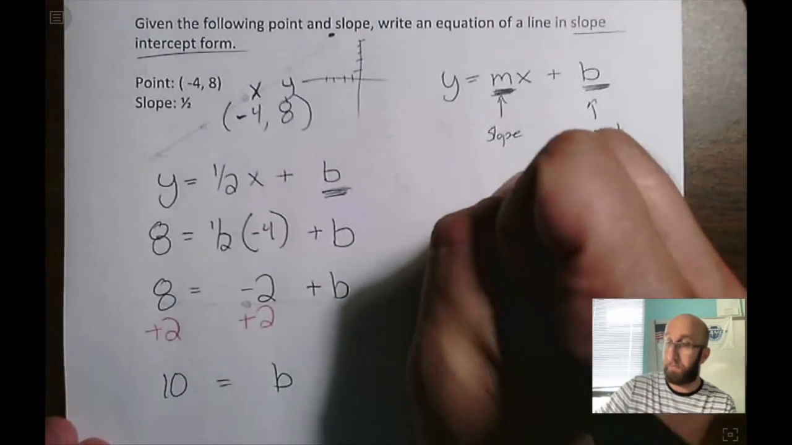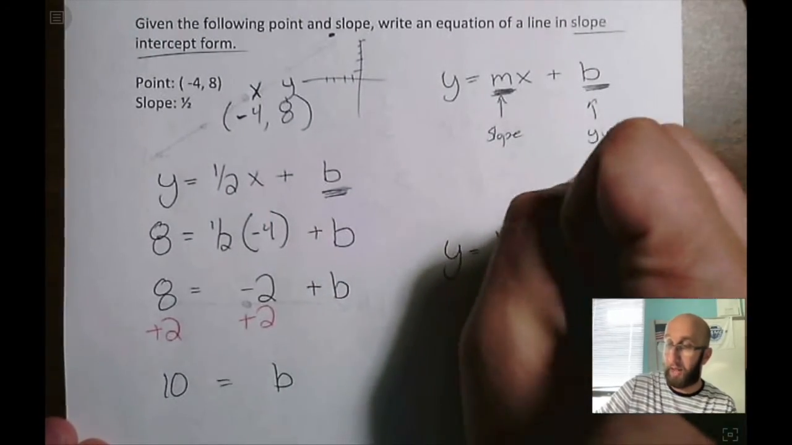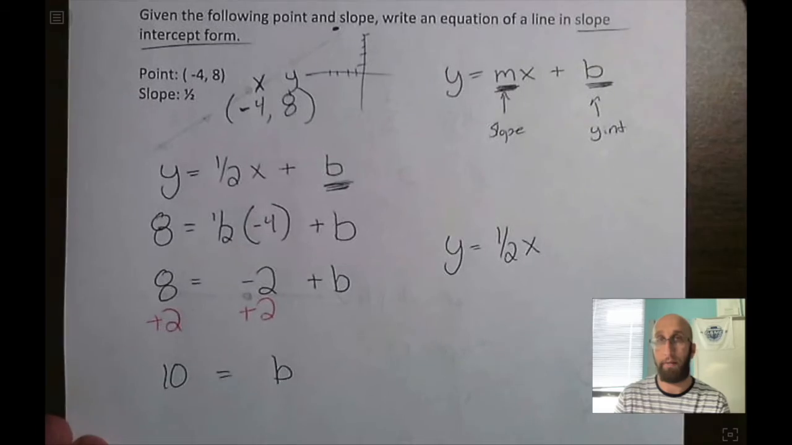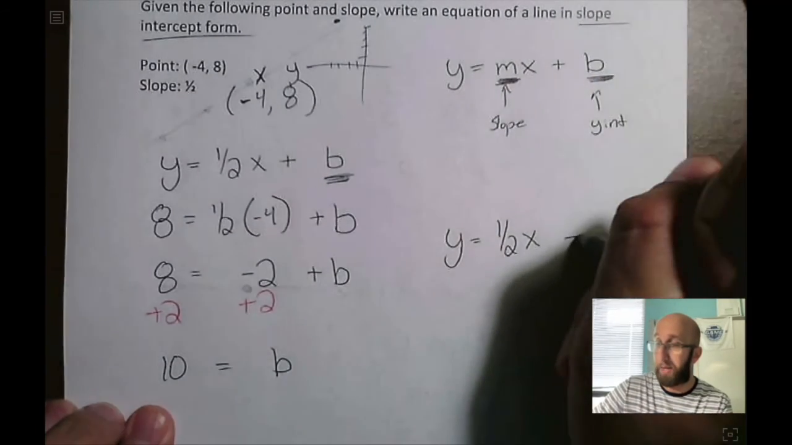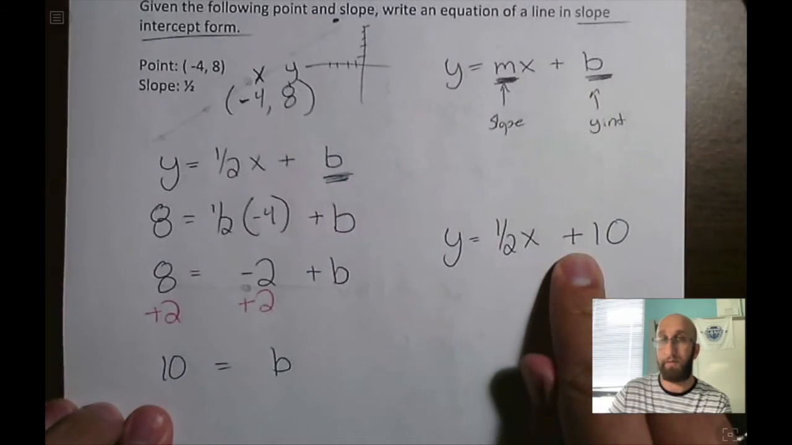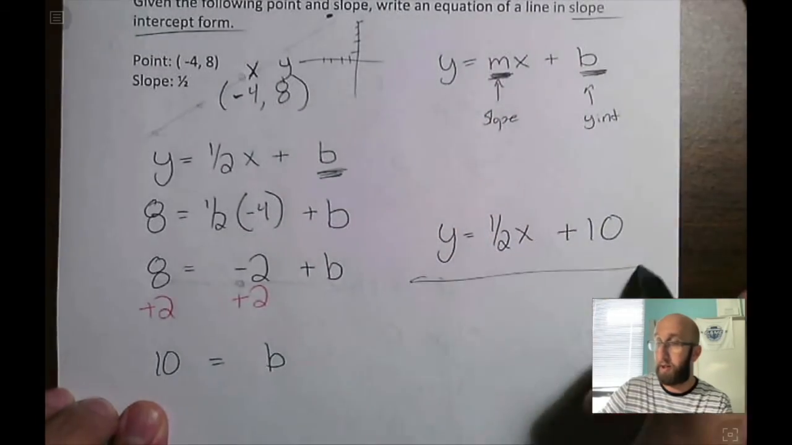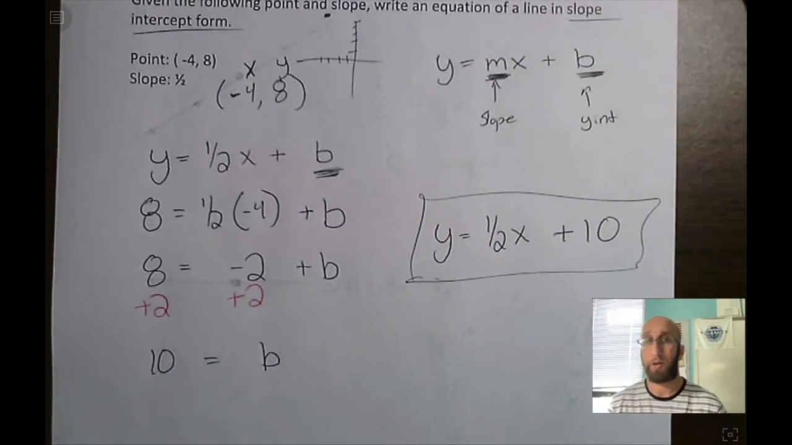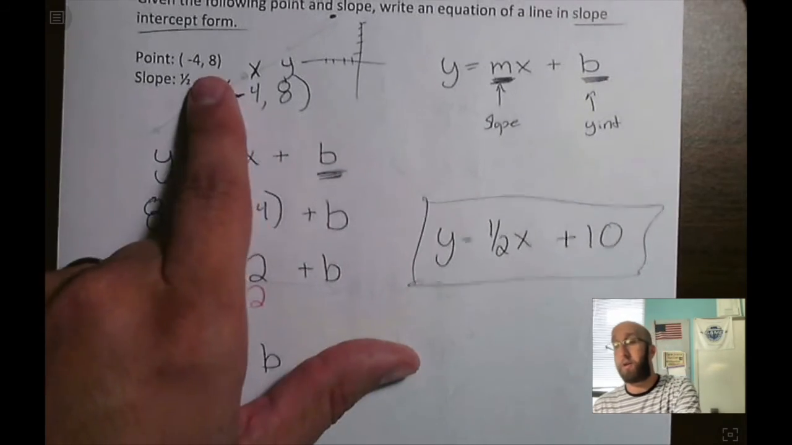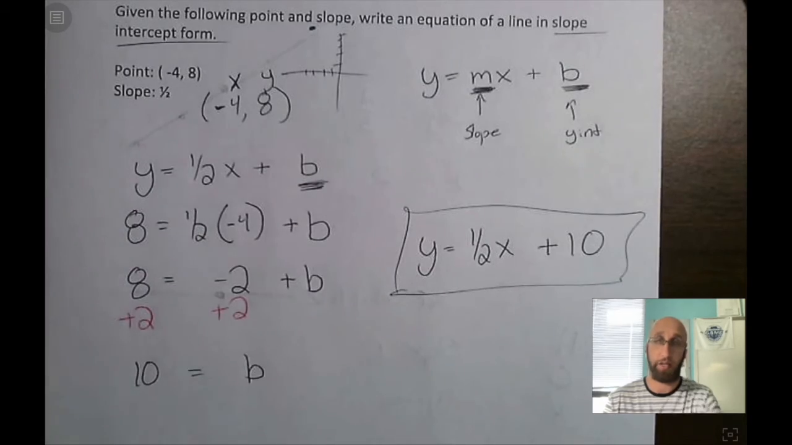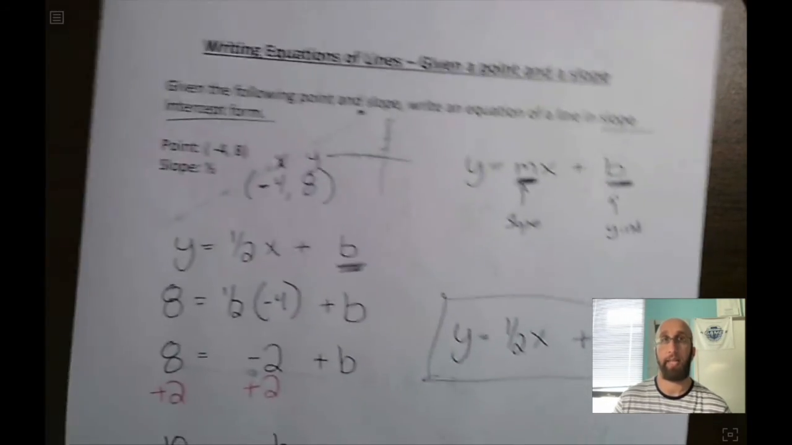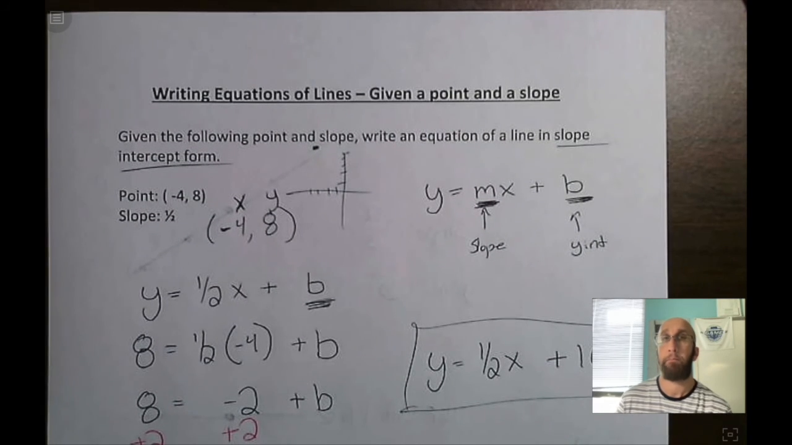From earlier, I knew the m was 1/2, so we have y equals 1/2 x. And I just found out the final missing piece: b is a +10, so I'm going to put plus 10 there. That is my equation of the line that is going to go through the point (-4, 8) and have a slope of 1/2. The equation of that line is y equals 1/2 x plus 10. So that is writing an equation of a line given a point and slope.